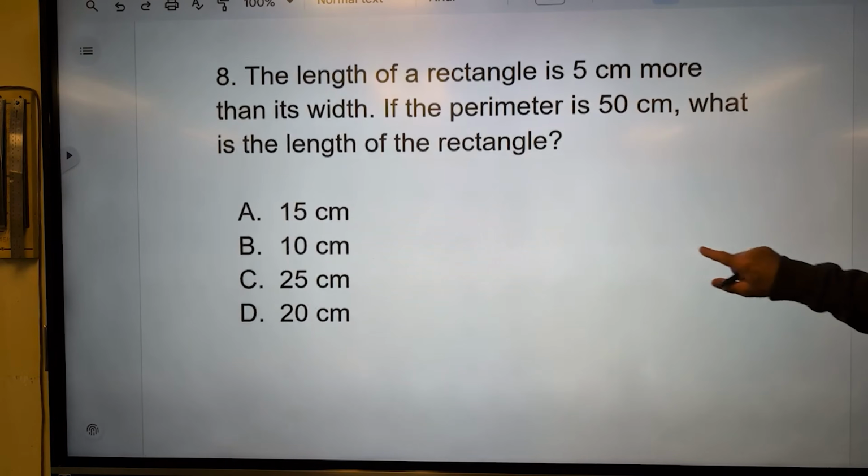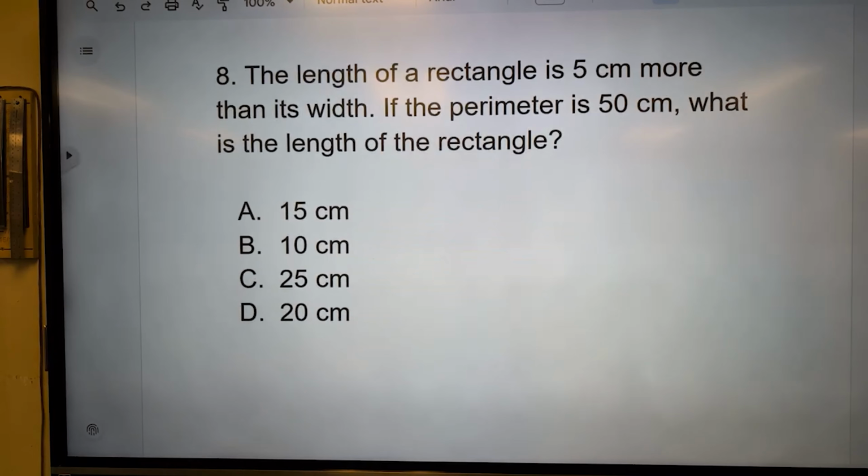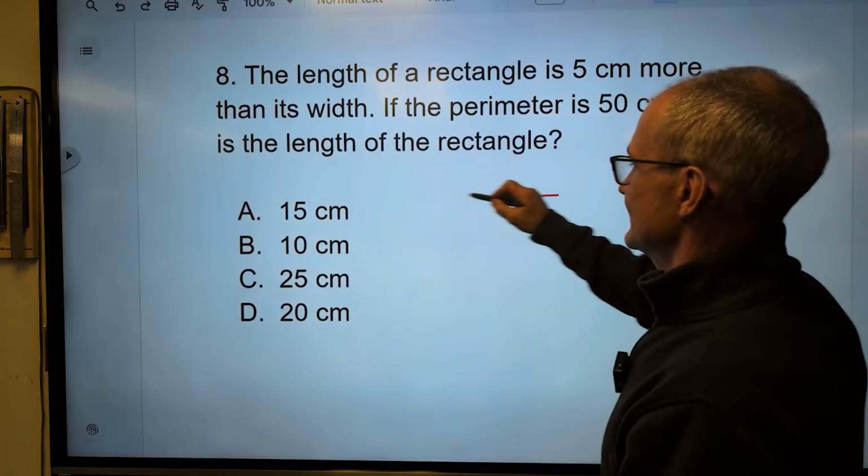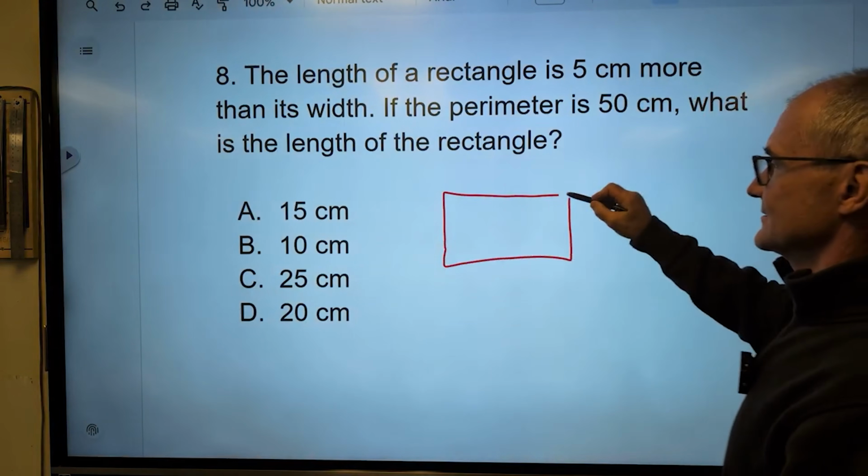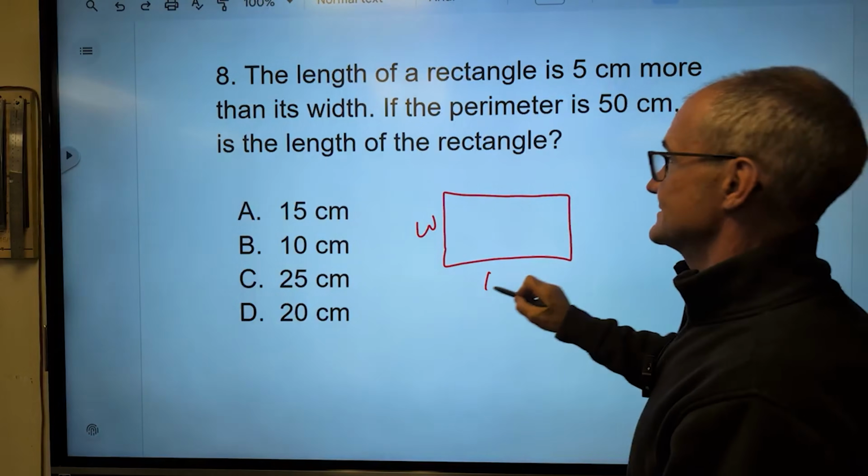Okay, number 8 right here. The length of a rectangle is 5 centimeters more than its width. So we'll call this width. This is length.